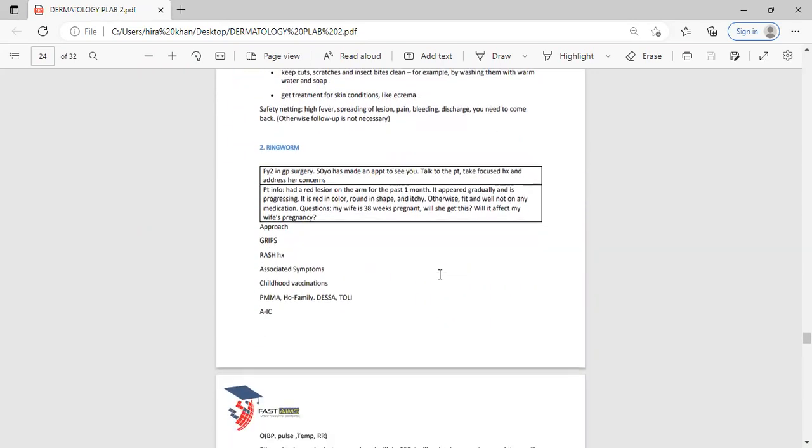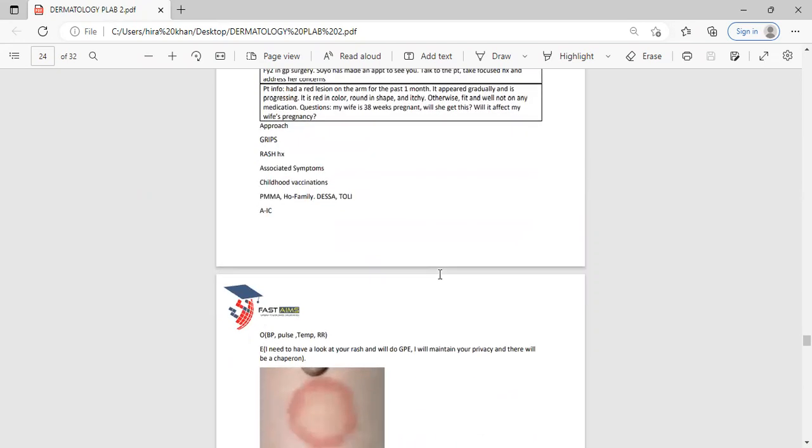Now the next is the ringworm. So people, same history, rash history in detail. Where is it? What's the color of it? And from where did it start? How many are there? And how does it look?